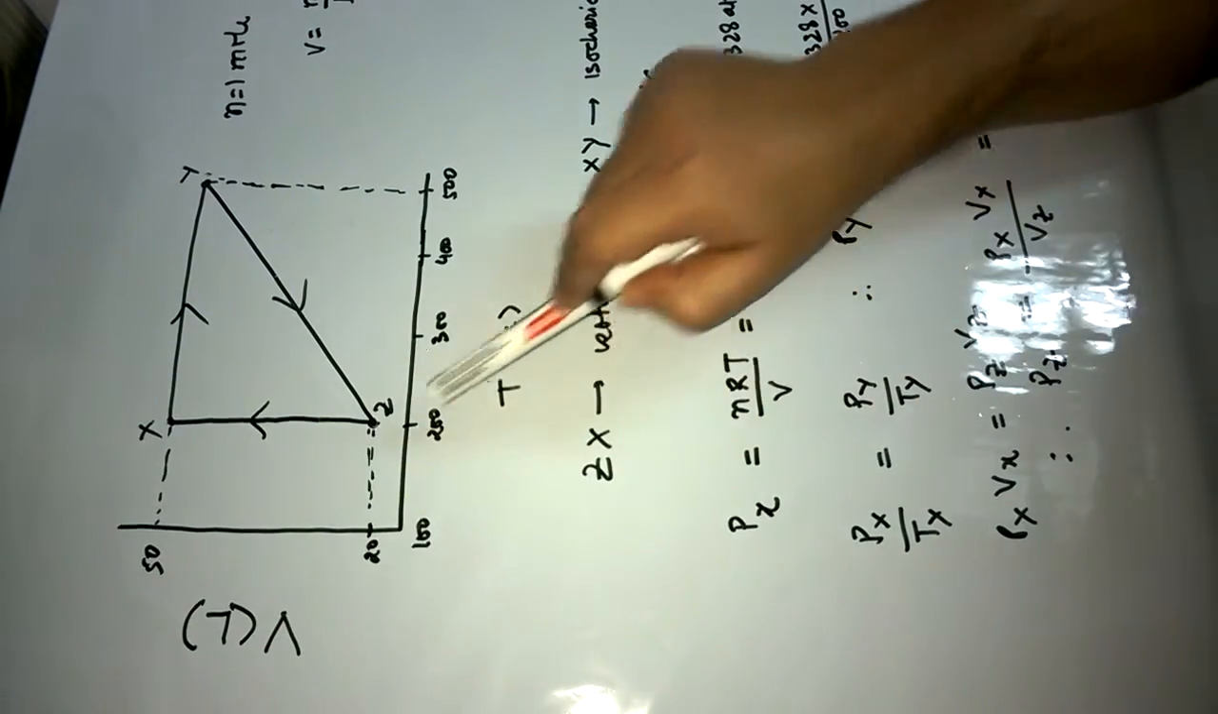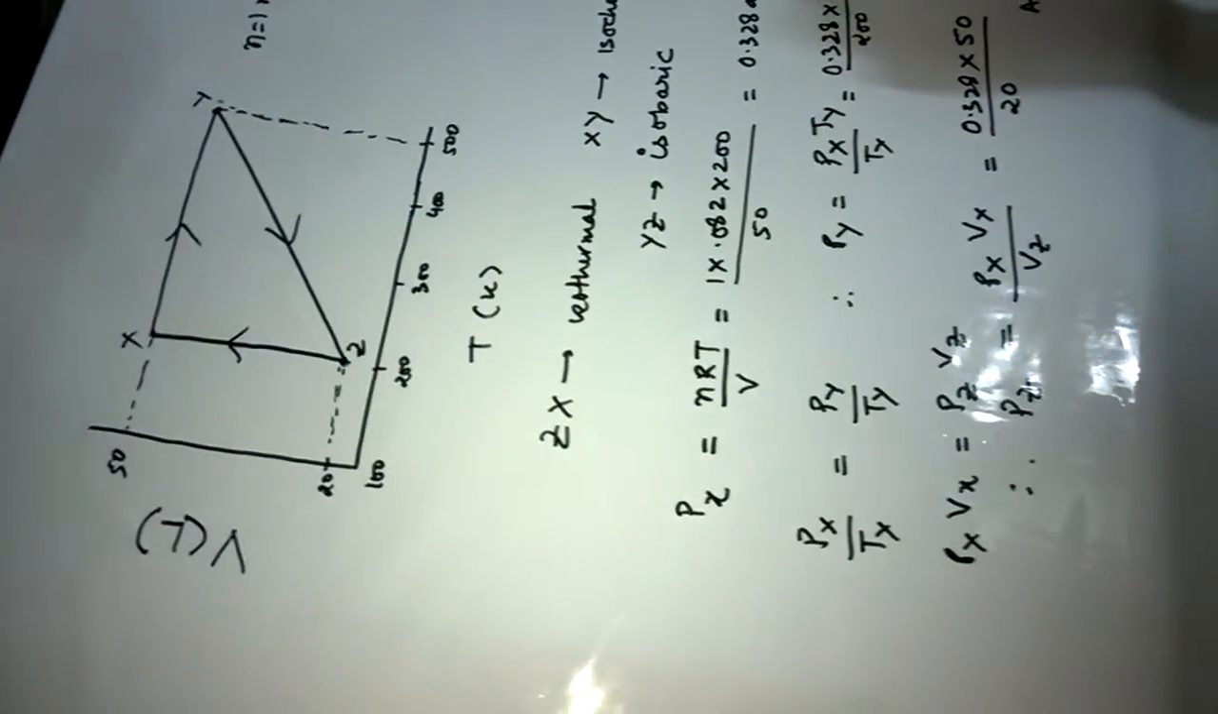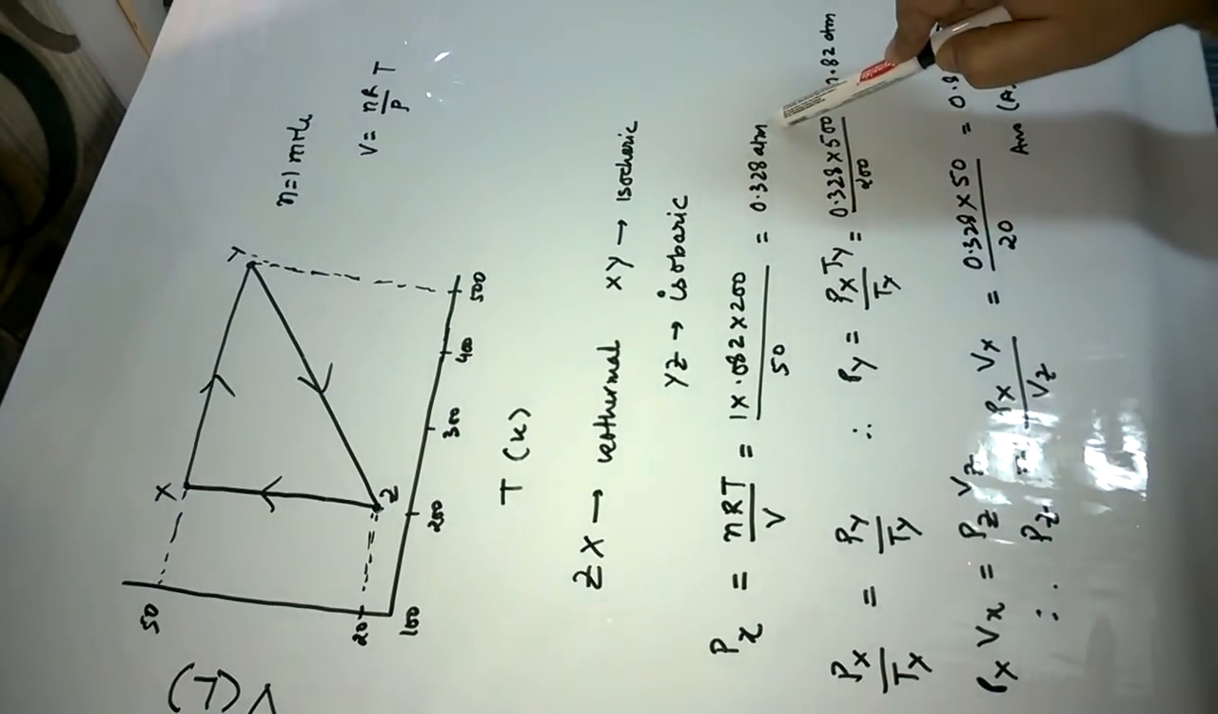Now let us first calculate pressure at X. We are given the number of moles, temperature at X is 200 Kelvin and volume is 50 liters. So we have calculated, it comes out to be 0.328 atm.